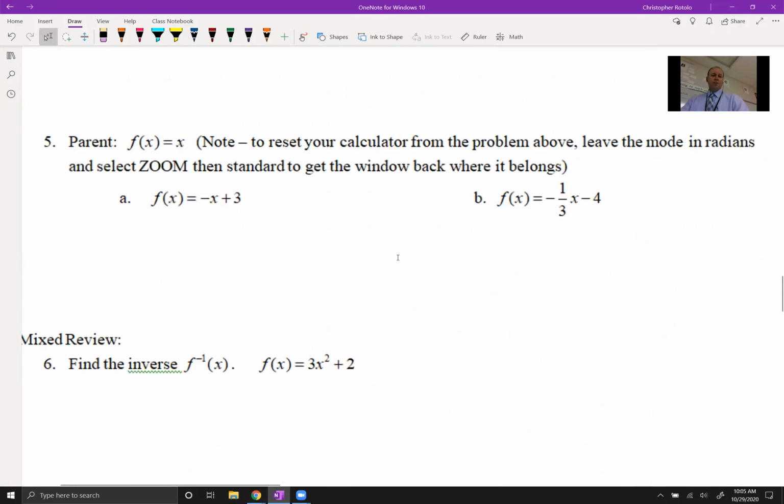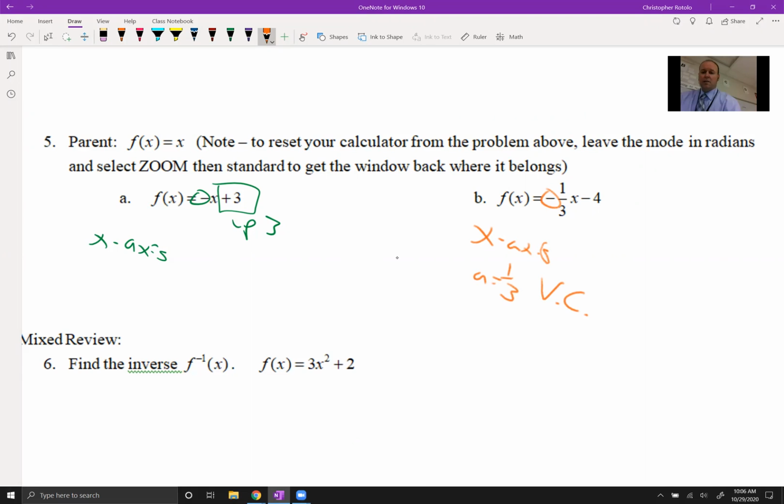All right, linear functions. I hope we're okay with these. So we know this is going to be up 3, and this means you have a negative slope, which means it's an x-axis reflection. Okay, and part B, it's going to go down, negative slope. So again, x-axis reflection. The A value is 1/3, so that's a vertical compression, because it's going to be squished. And then we know this is going to be down 4 units. Those are all the things that we're trying to deal with.